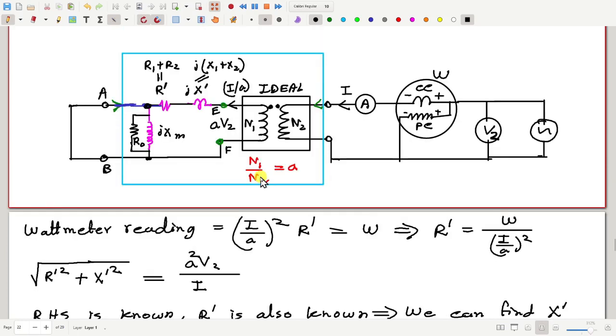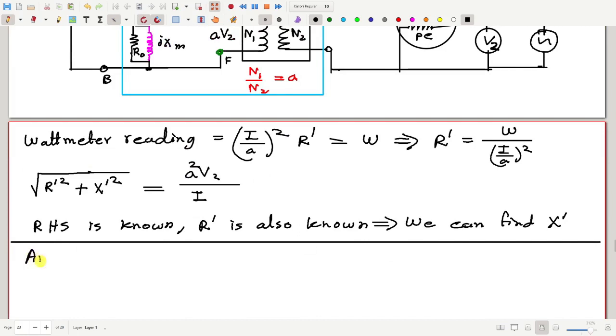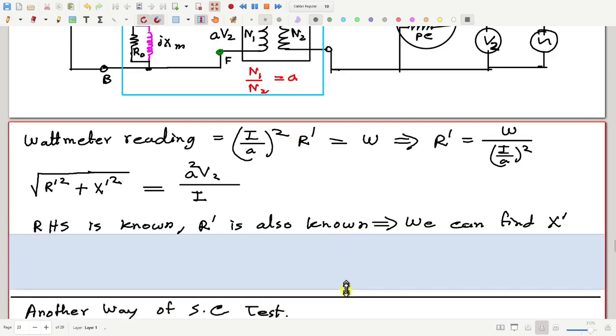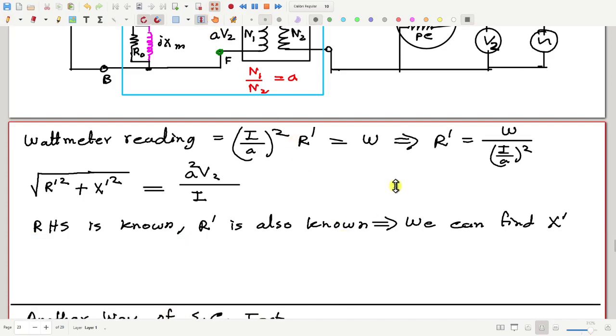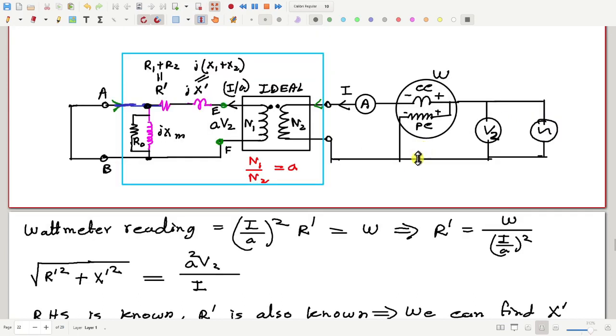No? Okay, then there are different ways in which you can do it. Let me tell another way of the SC test. Oh, before that, while doing this test, how much voltage can we apply here? Tell me someone, what do you think?